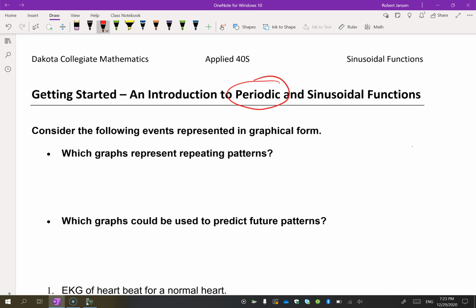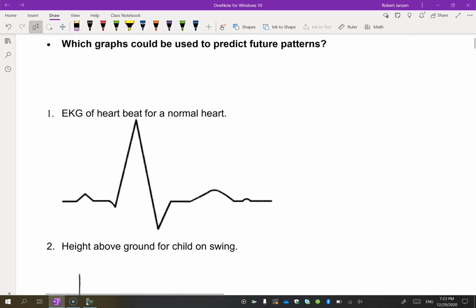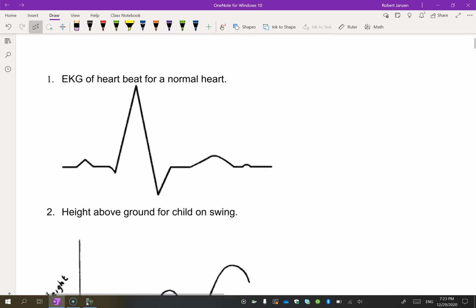If you think about the graphs we've done so far, we've got lines, we've got parabolas, we've got cubic functions, we've got log functions, etc. None of these repeat over and over again. They have a specific shape and you get to see them. The sinusoidal functions have a specific period. So let's take a look at some of these graphs and decide which ones have repeating patterns.